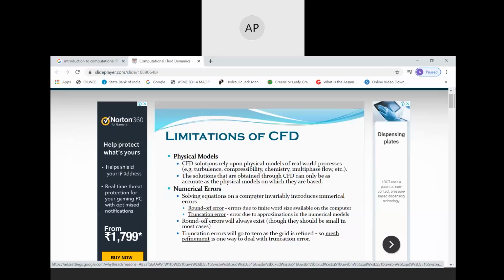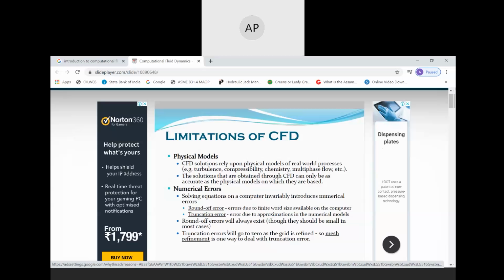Numerical errors. Solving equations on a computer invariably introduces numerical errors. So generally computational fluid mechanics is a computer based model, isn't it? So it may have some errors: round off error, truncation error, errors due to finite word size available in the computer, and there may be errors due to approximations in the numerical models. Round off errors will always exist, though they should be small in most cases.